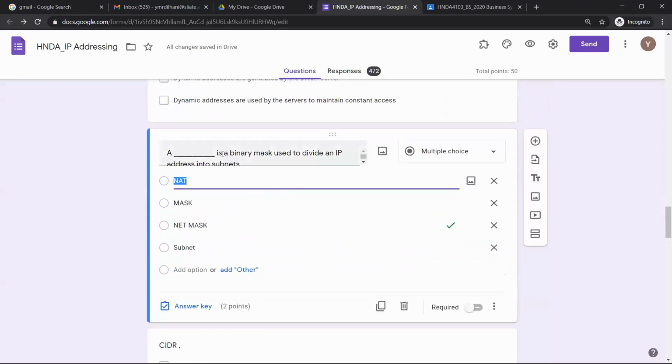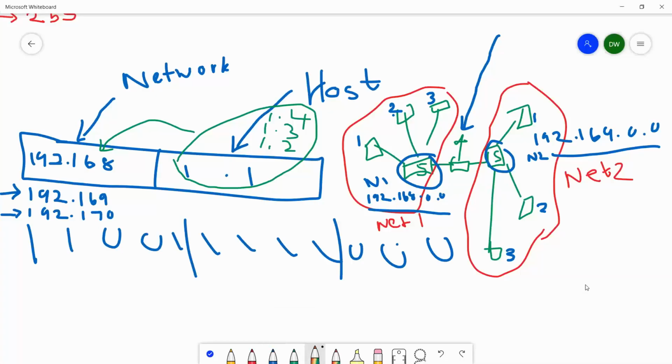Okay, a blank is a binary mask used to divide an IP address into subnets. Another point: I told you that we can have a number of networks, and one network could be divided into more networks. I'll stop this and move to the whiteboard again, then it will be clear to you. Here I told you, it's a different color.